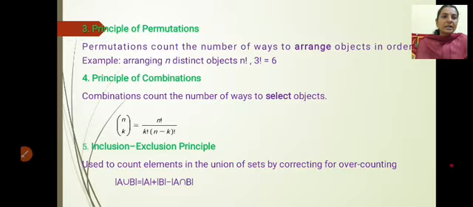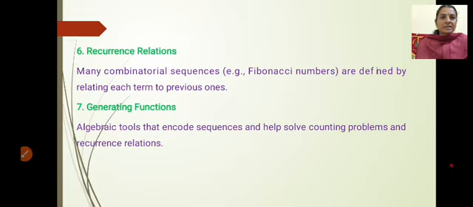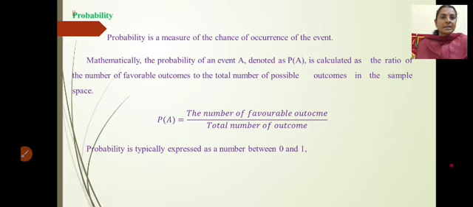In the union of sets by correcting for overcounting. Recurrence relations. Many combinatorial sequences are defined by relating each term to previous ones. The seventh one, generating functions. Algebraic tools that encode sequences and help solve counting problems under recurrence relations. The next one is probability. The probability is a measure of the chance of occurrence of an event.